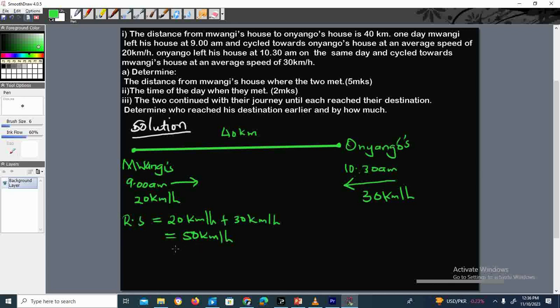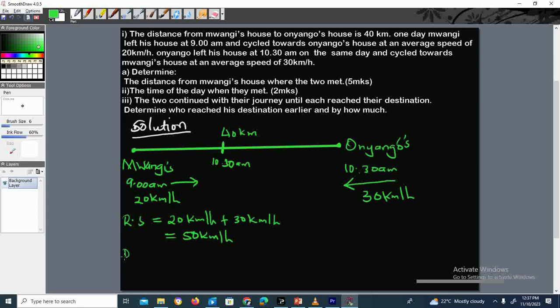So now we need to get the distance between Mwangi's position and Onyango as Onyango was starting, because Mwangi started a bit earlier. So Mwangi started 1.5 hours earlier than Onyango. By then, Mwangi will have covered some distance from his home. So at 10:30, he'll be around a place here. So we need to calculate this distance.